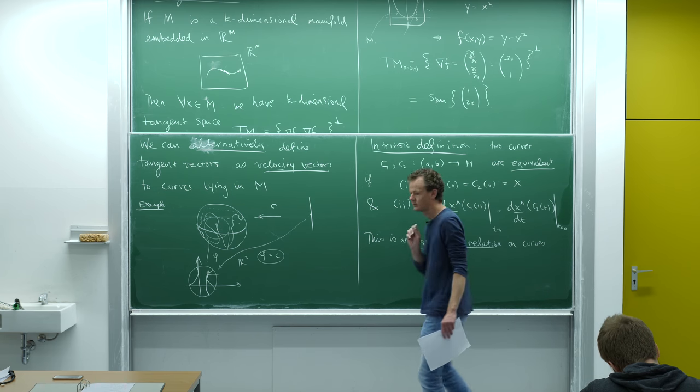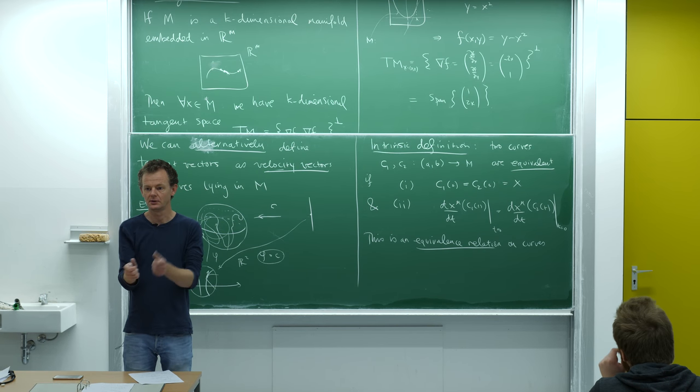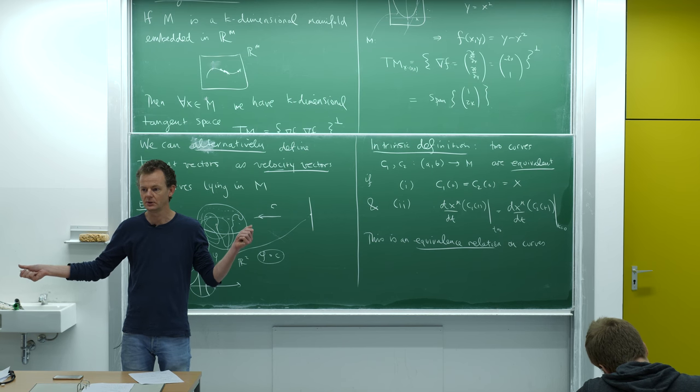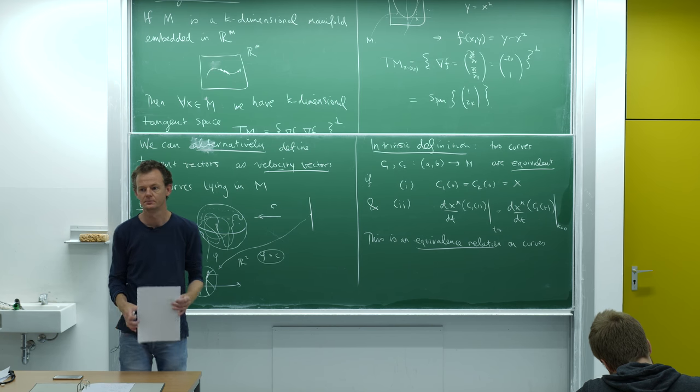You can check that that defines an equivalence relation on curves. One curve is equivalent to another, and this curve is equivalent to a third one, implies that C1 is equivalent to C3. It's transitive, reflexive, and so on. You can check all these things.